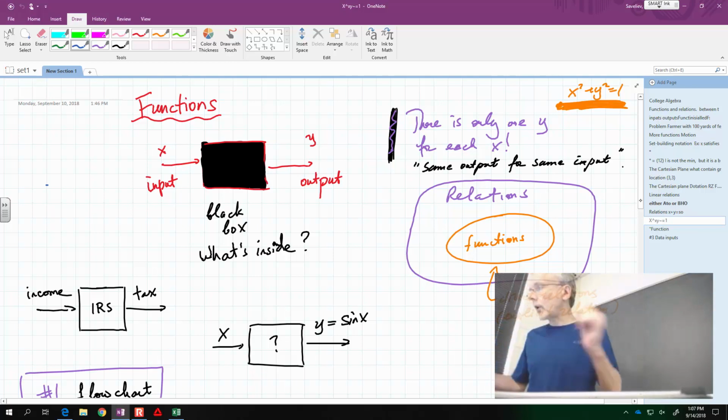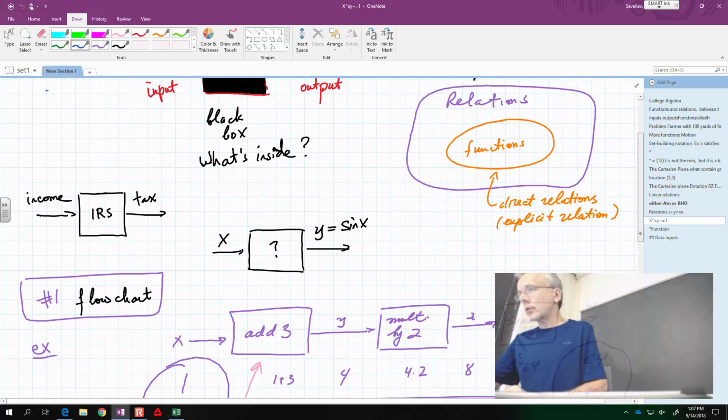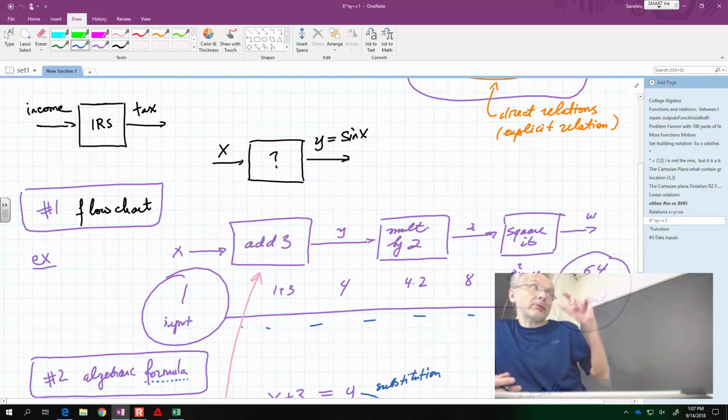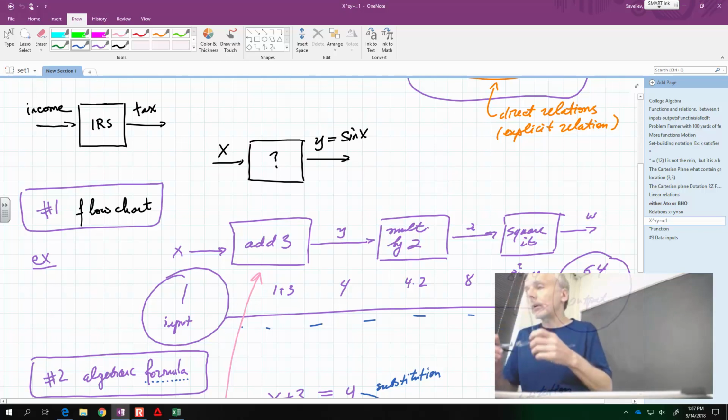Then we proceed to looking at functions from different angles. Graphs are only one of them, so we'll circle back to graphs. But I like to start with looking at functions as flowcharts or programs, or how else can you describe it? Diagrams. So, diagrams of steps.